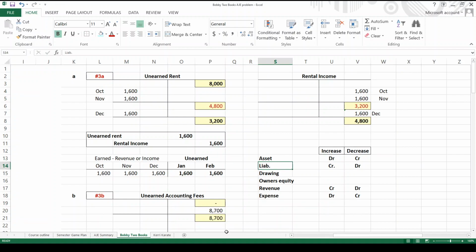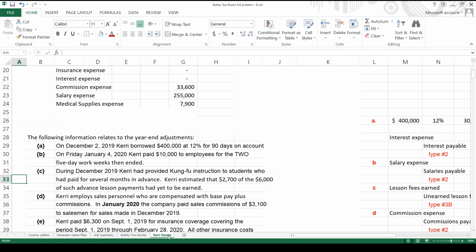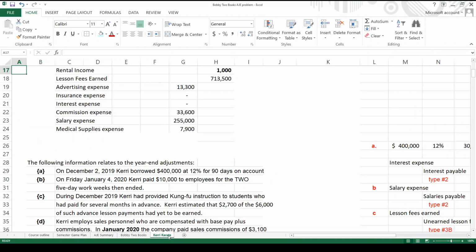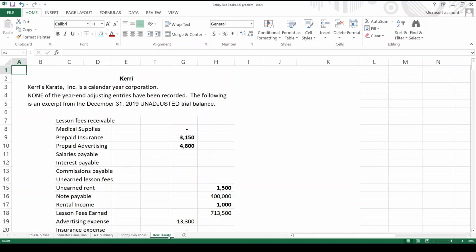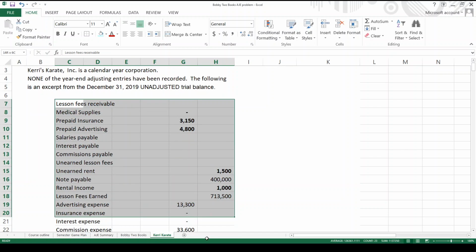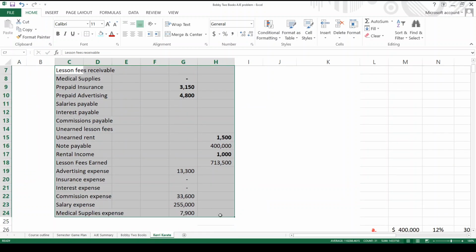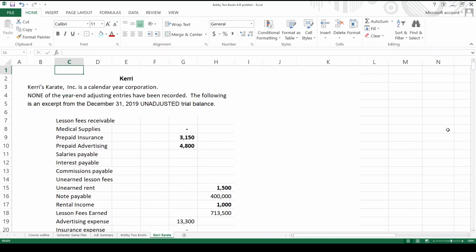Okay, where are we now? We're up to Kerry Karate. What's Kerry Karate? That's another problem, okay? Similar to the one we were just looking at. Here are your unadjusted numbers, yeah? And then we have the information regarding the adjustments. So I want you to give this a shot on your own, and I'll send you the final Jeopardy answers. You can see how you made out next week.